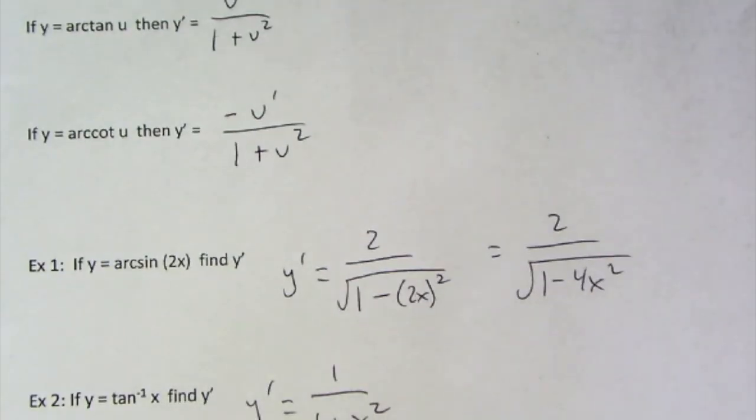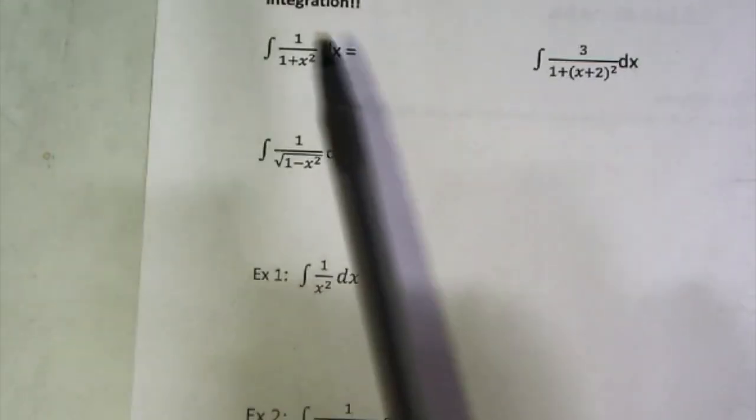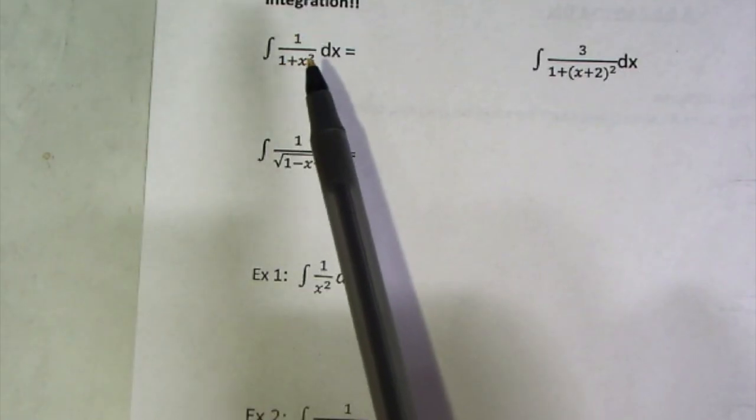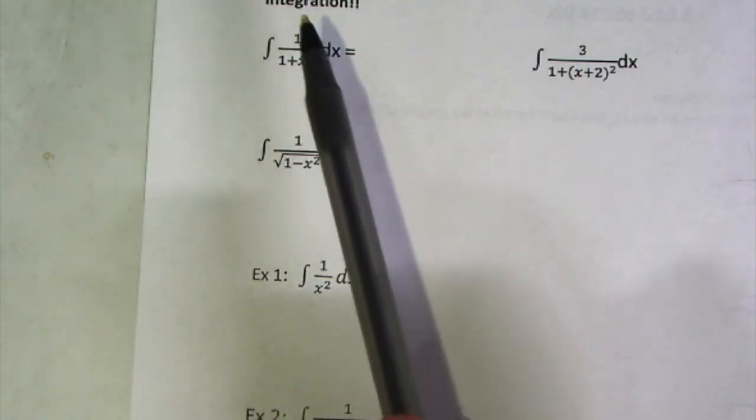Now, look at what happens if we go backwards, which is what our first integration problem is right here. If I integrate 1 over 1 plus x squared, it's kind of a formula.